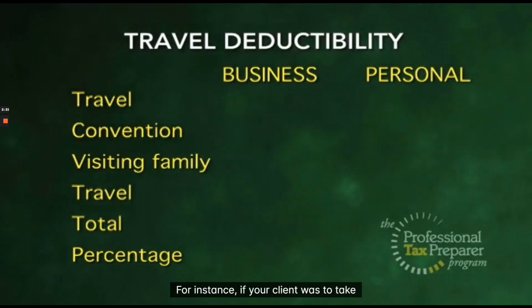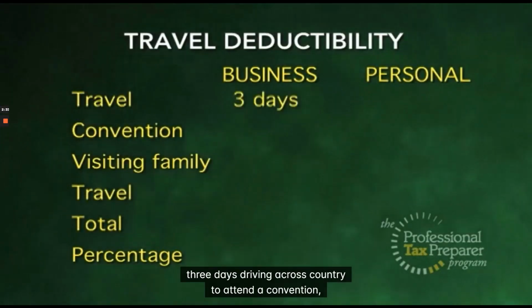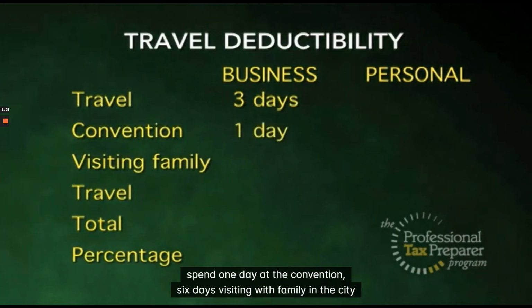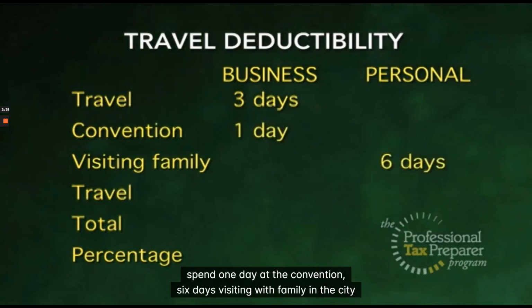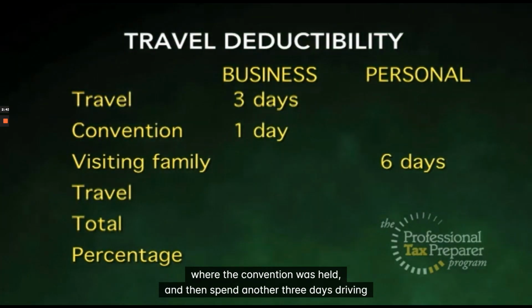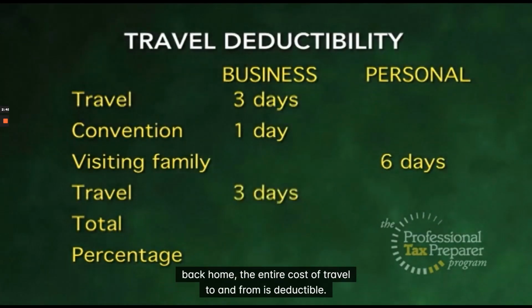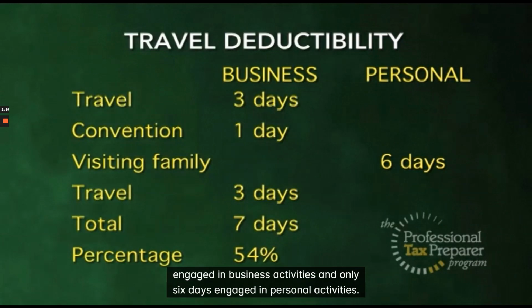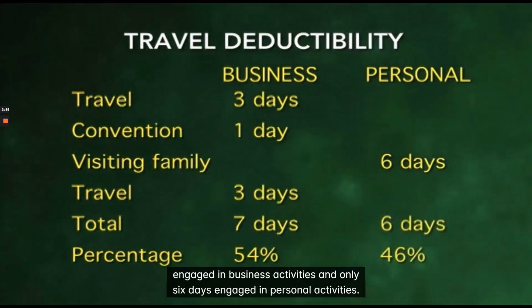For instance, if your client was to take 3 days driving across country to attend a convention, spend 1 day at the convention, 6 days visiting with family in the city where the convention was held, and then spend another 3 days driving back home, the entire cost of travel to and from is deductible. This is because he spent 7 days engaged in business activities and only 6 days engaged in personal activities.